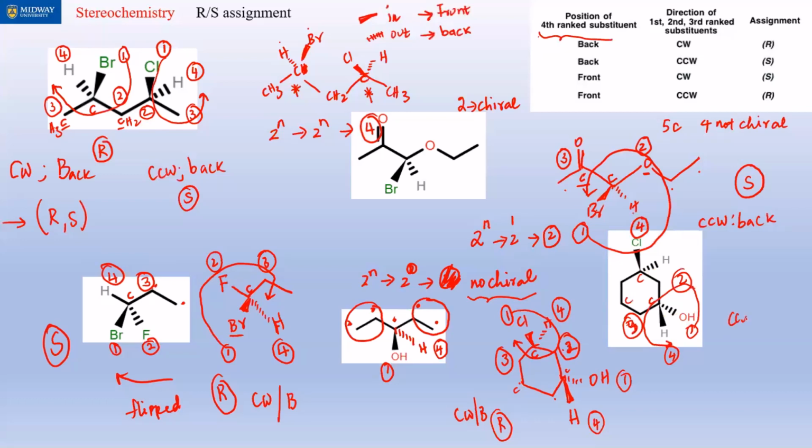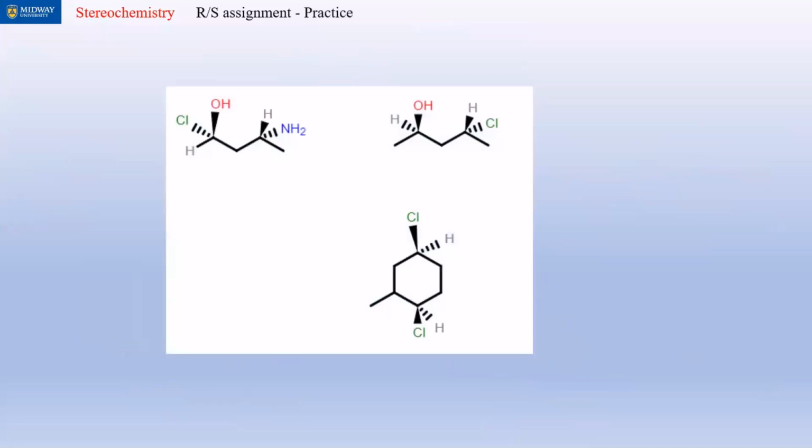So this is counterclockwise, and the lowest priority group is in the front position, so counterclockwise front is R, right? So R and R. So how many stereoisomers does this have? We only have 2 chiral carbons, so 2 to the 2 is 4, right? That's how you do it. This one had only 1 chiral carbon, so it's 2 to the 1, which is just 2.